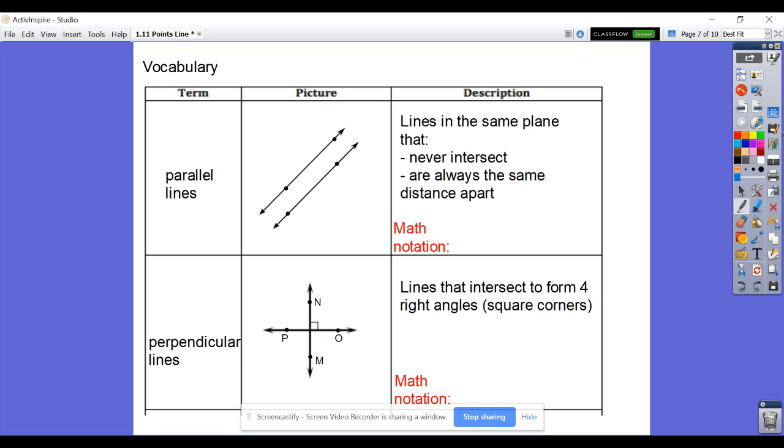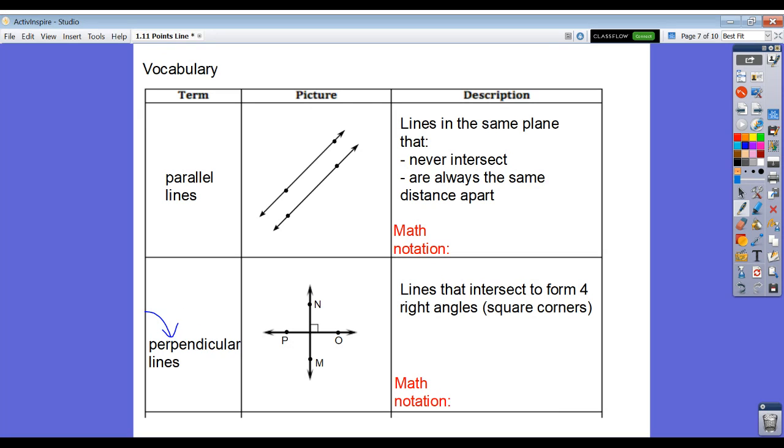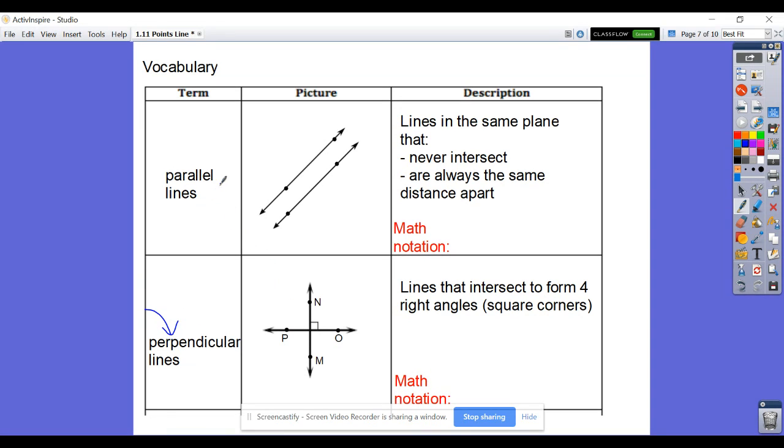Another way lines can intersect is if they're perpendicular, but we'll get to that in a second. If lines do not intersect, they're called parallel lines. Everybody say it, parallel lines. And they're lines in the same plane that never intersect and are always the same distance apart.